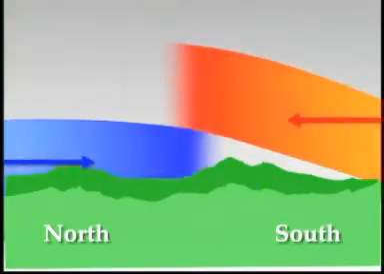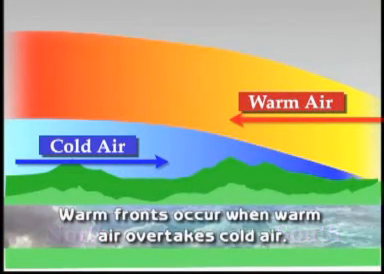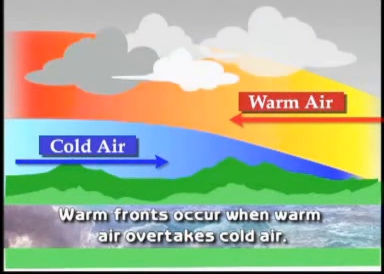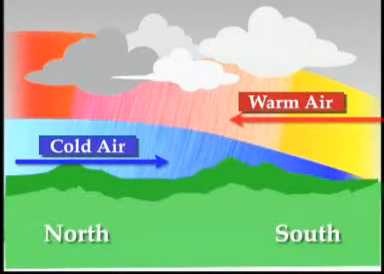On the other hand, when the warm air mass overtakes a cold one, it's called a warm front. The warm air will slowly slide on top of the heavy cold air. The warm air still rises and forms clouds, which may extend several miles ahead of the front, producing precipitation, usually in the form of rain or snow.